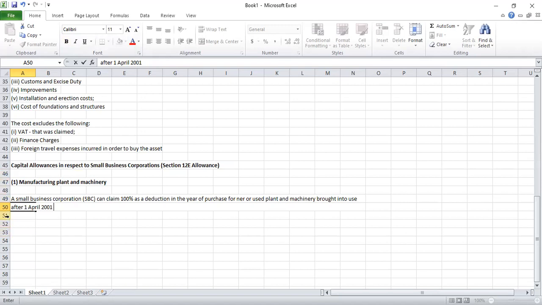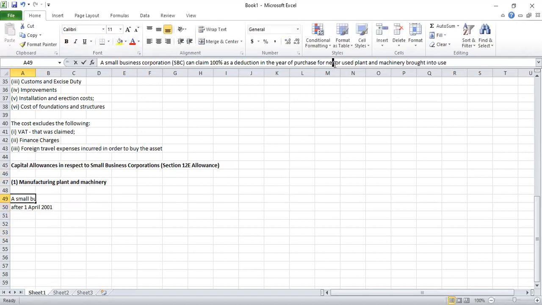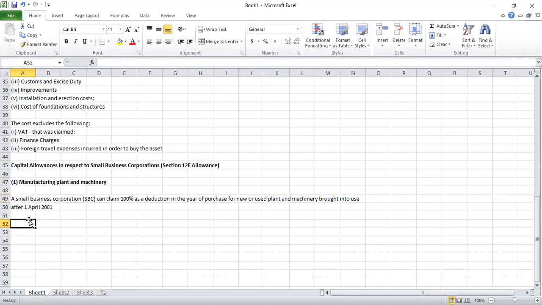So what are we saying? We are emphasizing new or unused because you are going to find that for another entity, the allowance that you can claim will depend on whether the asset was new or it was used. As long as you bring into use plant and machinery which is used in the process of manufacture, then you can claim the 100%.